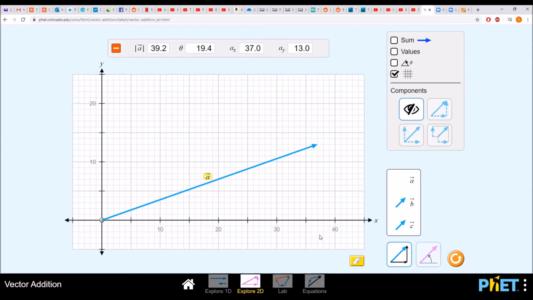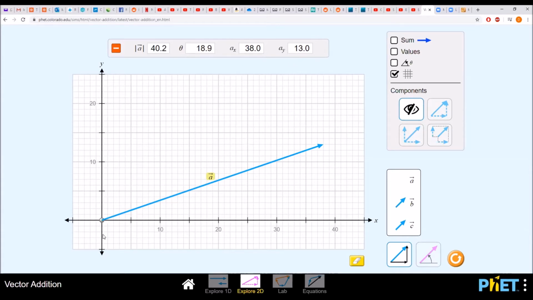Well, this vector is a lot more complex, I think, than the other one, because it's not just going in one direction. Well, it's still going in one direction, but that direction is made up of some x and some y. What does that mean? I can break this up into how much x it has and how much y it has. You can see that up here. AX is 38 and AY is 13.